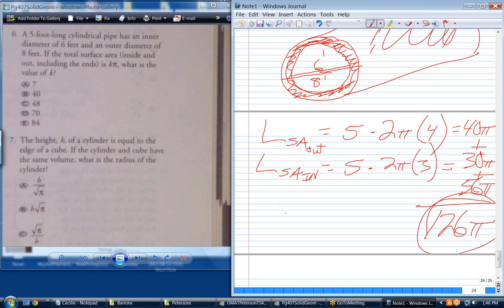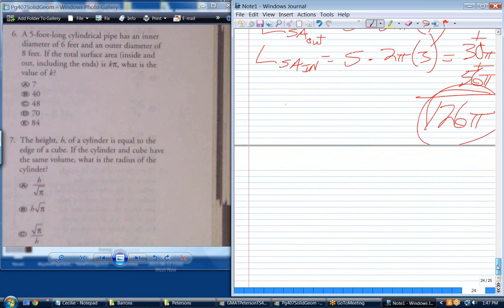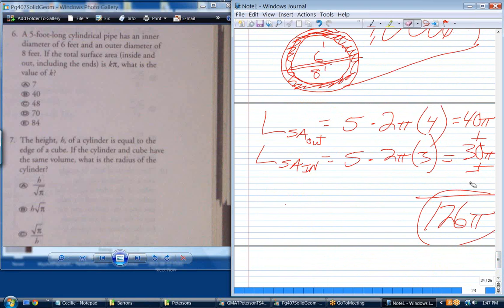We did something wrong. That answer's not on there. Well, if they want including the ends, why are we subtracting? If we subtracted, what would we get? 14 pi? That's not on there either. Let's see. 64 pi minus 36. It's not 64 pi. The ends are not that. We got that wrong.